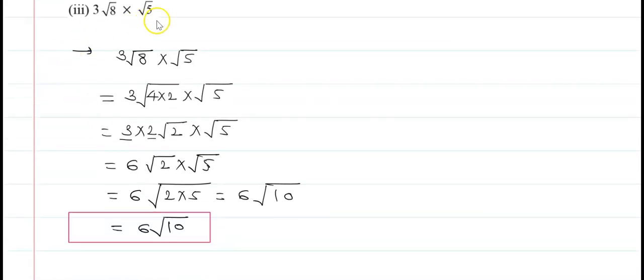Now the next question. See this here. That is 3 root 8 into root of 5. Root 8 can be written as 4 into 2. What is the square root of 4? It is 2. It is written as 2 root 2 into root of 5. Now 3 into 2 is 6, root 2 into root 5. Both of them have the same order, so they can be written under the same radical sign. That is the root of 2 into 5, which is 10. That is 6 root of 10. Therefore the simplified form is 6 root of 10. This is the simplified form. You can write this.